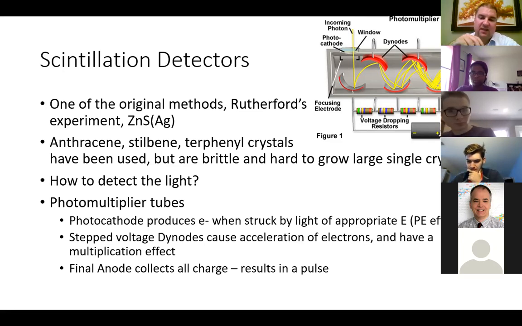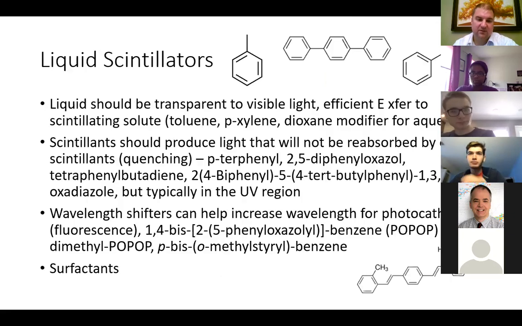So we have solid scintillators, we have liquid scintillators. For liquid scintillators, the liquid should be transparent to visible light. We want the light to be able to move through the liquid. We want it to be able to get to the photocathode. We don't want it to be reabsorbed within the liquid itself, okay? So we also want efficient energy transfer between the scintillating solute, the molecule that creates the light, and the liquid itself, so that the molecule that is scintillating can relax after emitting that light, depending on its vibrational energy states and such.